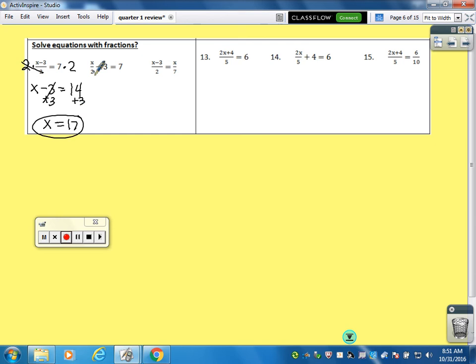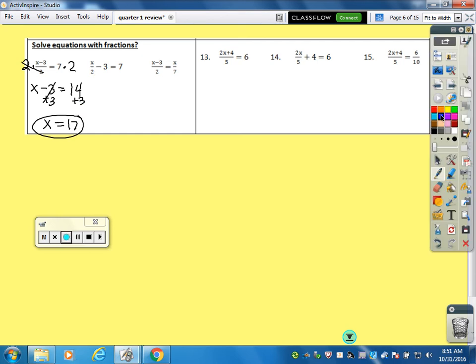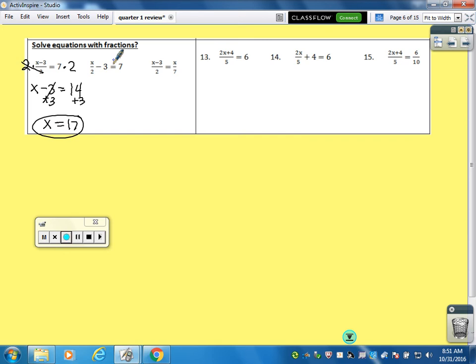Now this one's a little bit different. I'm going to switch color so it's a little bit easier for you to see. This time, I'm going to get my x by itself first. So I need to add my 3 first. It's gone. I've got x over 2 is equal to 10. And now I can just multiply both sides by 2. Cancels out the denominator on the x side, and actually multiplies on this side to 20.